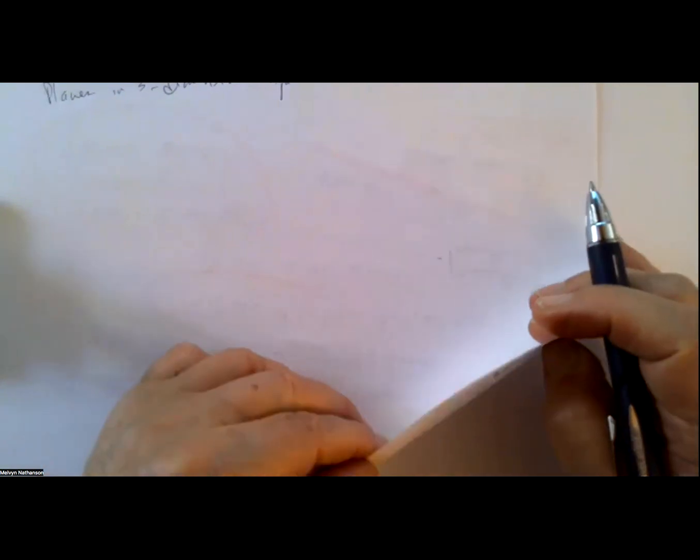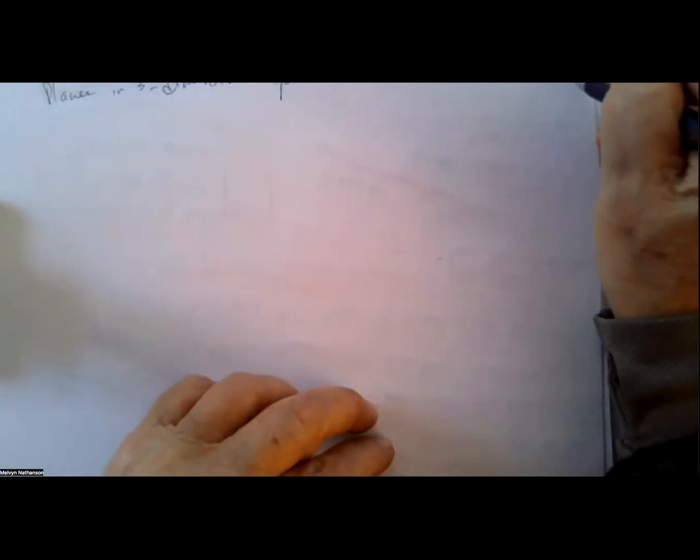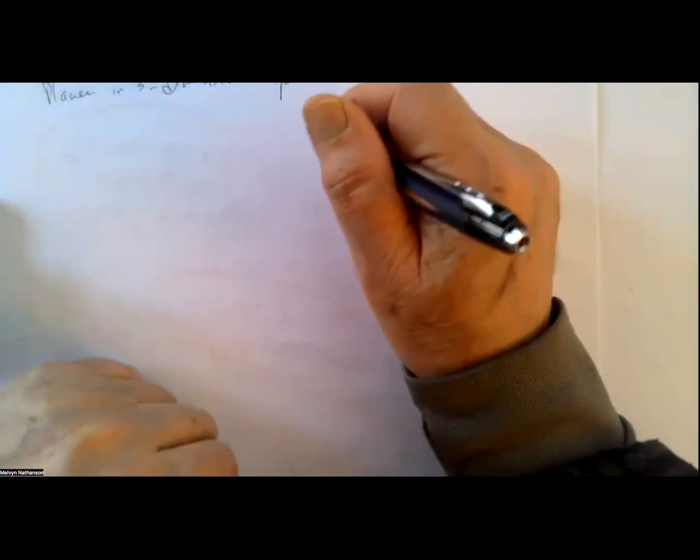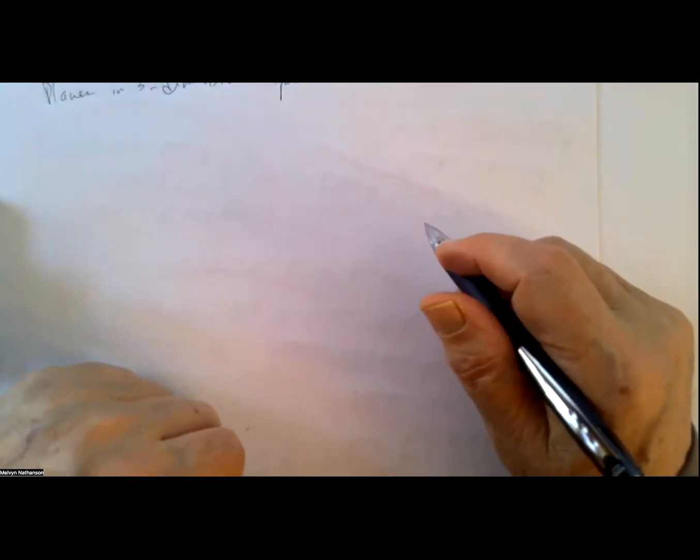So there's several ways to define a plane. We need to pick one as our starting definition. And the one that we pick, and the one the book uses, is the following: a plane in 3-dimensional space.